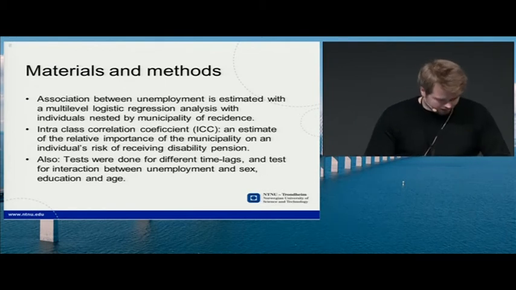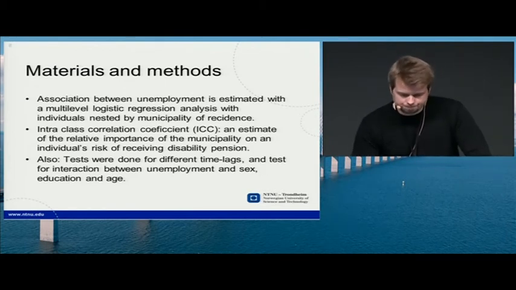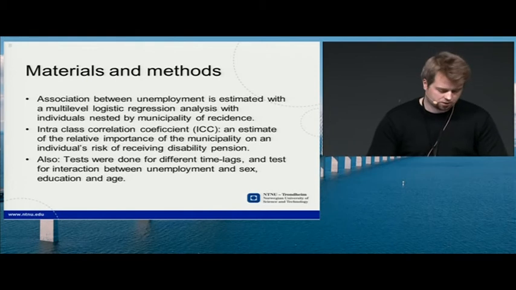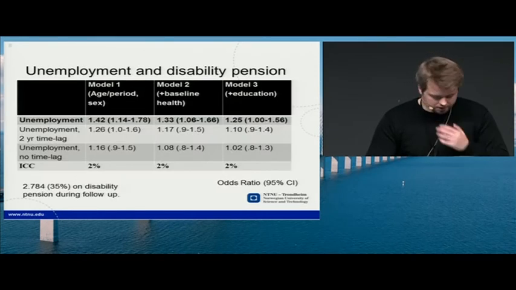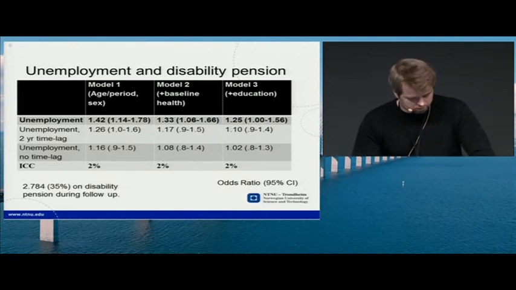So, the association between unemployment and disability pension is estimated with a multi-level logistic regression analysis with individuals nested by municipality of residence. And we estimated an intra-class correlation coefficient, which is an estimate of how much of the variance can be attributed to the second level, in this case the municipality level. So these are the results, and the most important numbers are in bold.